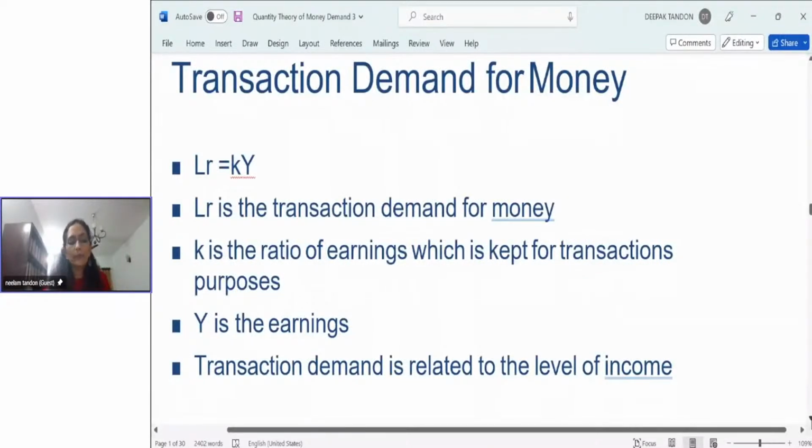Higher the income, you see that people who have more income buy big cars. Buying a big car means they need more money. They buy premium cars because their income is higher, and they buy palatial houses. Because their income is higher, the transaction demand goes up, isn't it? They spend more on branded clothes. So transaction demand goes up. So higher the level of income, higher the transactions, and in that case, K will be higher. Yes.